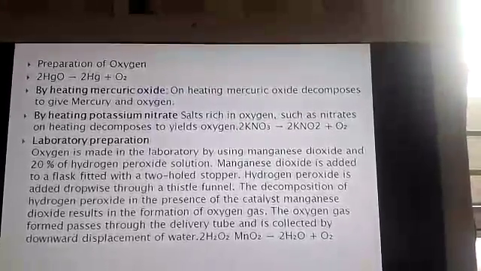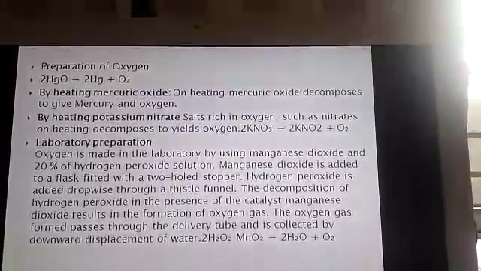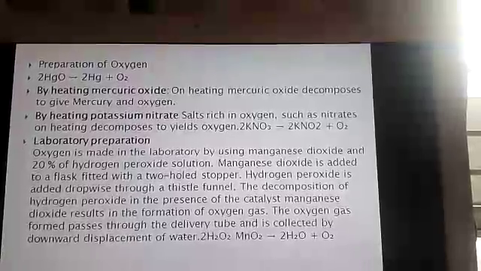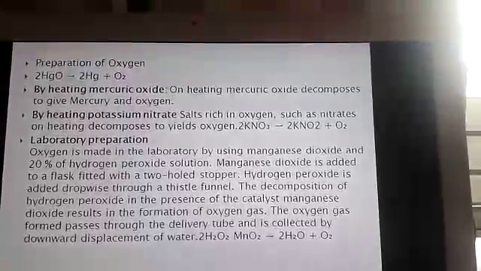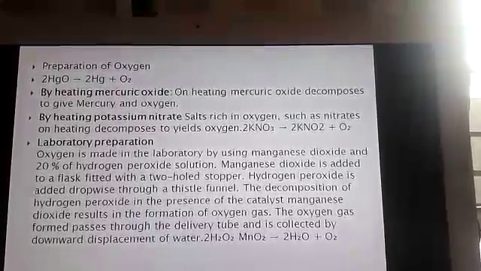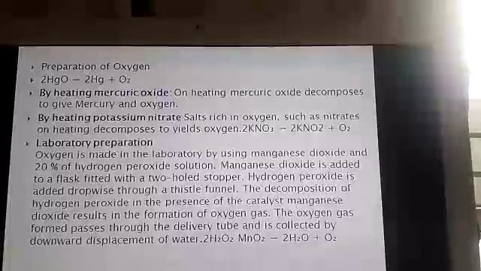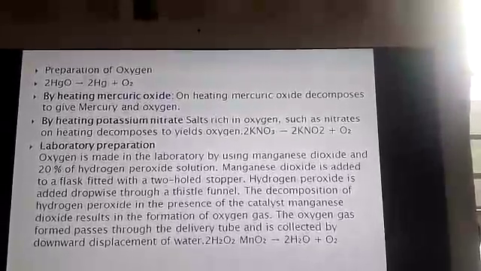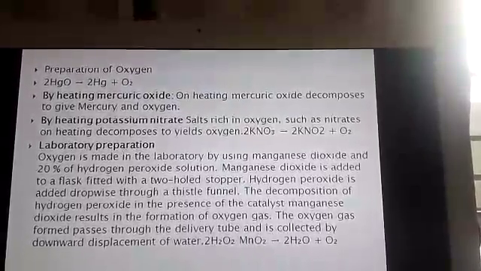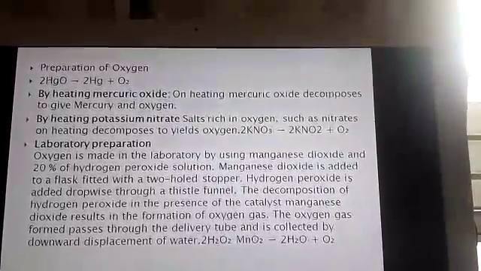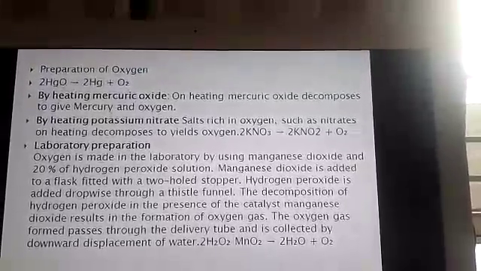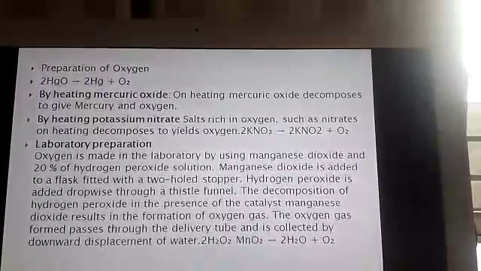So manganese dioxide is added to a two-hole stopper. Hydrogen peroxide is added drop-wise through a thistle funnel. The decomposition of hydrogen peroxide in the presence of a catalyst. What is a catalyst? What is the definition of a catalyst? A catalyst is something which increases the rate of reaction. So here in the preparation of oxygen, the catalyst is manganese dioxide.